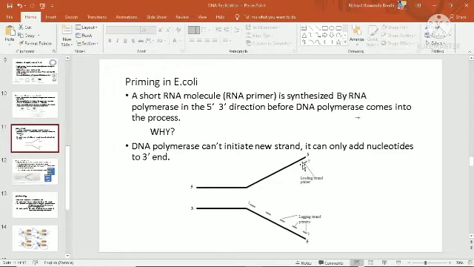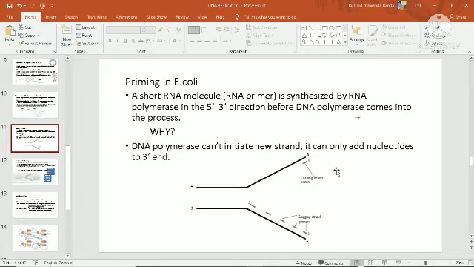The reason behind that is that the DNA polymerase cannot just come and start making a new strand just like that. The only thing the DNA polymerase can do is add nucleotides to an already existing strand. So it will come in and add to the 3' end of the strand, and it will continue adding on like that. But first, it needs that there's already a strand there.